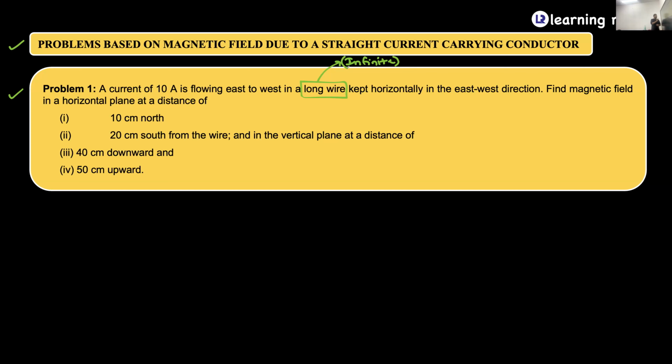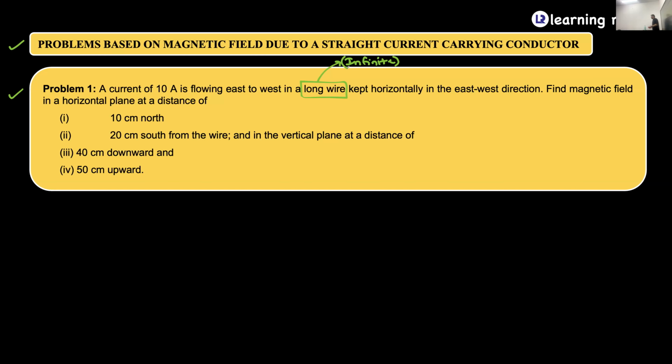Find the magnetic field in a horizontal plane at a distance of 10 centimeter north, 20 centimeters south from the wire. I repeat, 10 centimeter north, 20 centimeter south from the wire, and in the vertical plane at a distance of 40 centimeter downward and 50 centimeter upward. Before we solve, first let's visualize this.